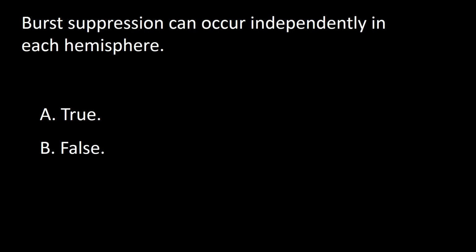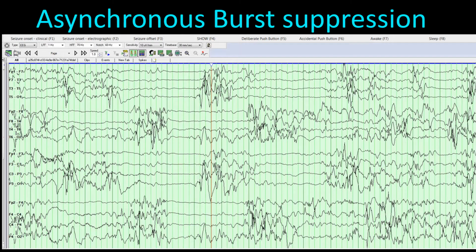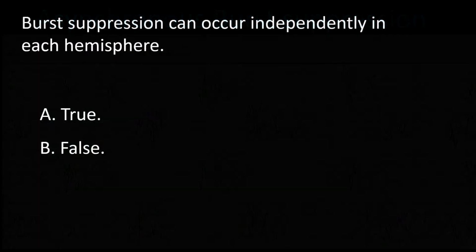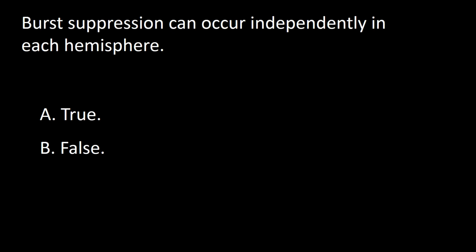Next question. Burst suppression can occur independently in each hemisphere. A true, B false. This is an example of burst suppression occurring independently in each hemisphere. This pattern may occur in patients with migratory errors and agenesis of the corpus callosum, but at times it occurs in patients with metabolic encephalopathy. So the answer to this question is true.